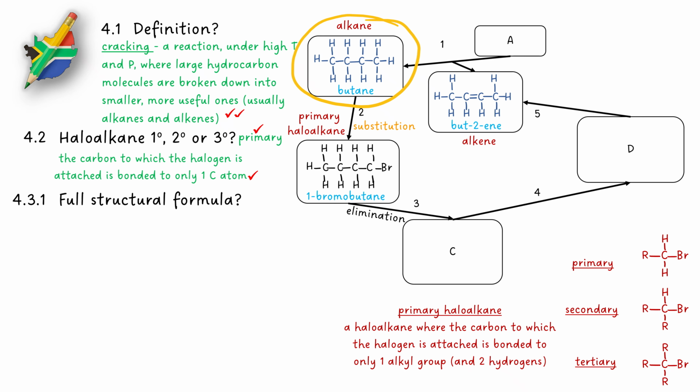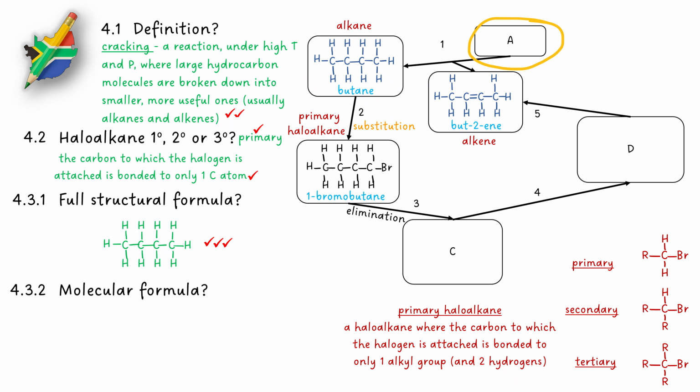Next, we need to give the full structure of this compound, which we have called compound B here. And we have already deduced its structure. It is butane. Next, we need to give the molecular formula of the initial compound which was cracked. We have called that compound A here. Since the two products produced from the cracking of compound A are both 4 carbon chain molecules, compound A must have 8 carbons. Now usually alkanes are cracked, and we will assume that compound A is an alkane.